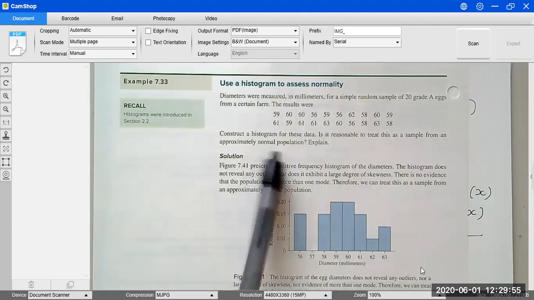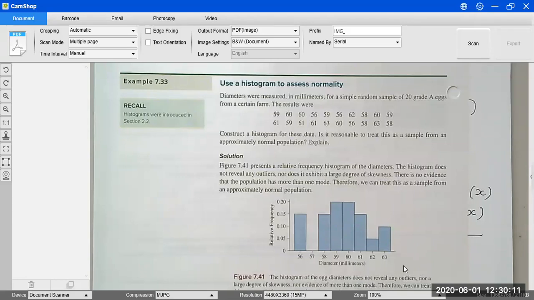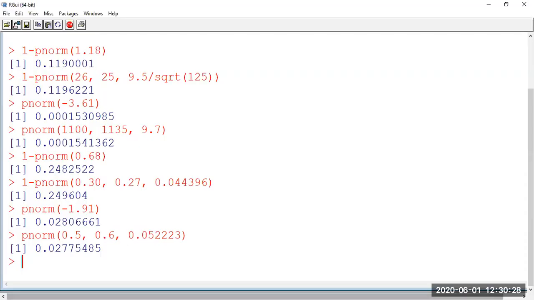So we're going to construct a histogram for this data, and then we're going to decide whether the sample is approximately normally distributed. You can see here the histogram that was created using this data set by the author of the book. But now we're going to use our language R to do the same thing, so we might get a slightly different histogram. The important thing is that we are looking for symmetry. So let's work on this.